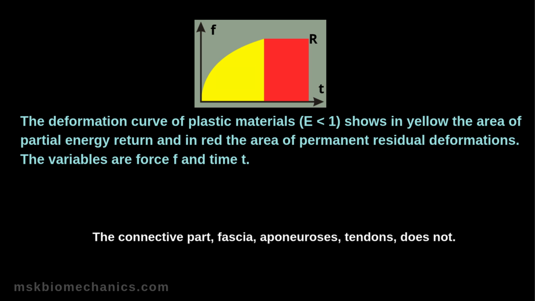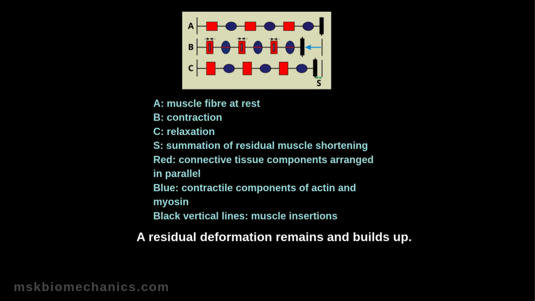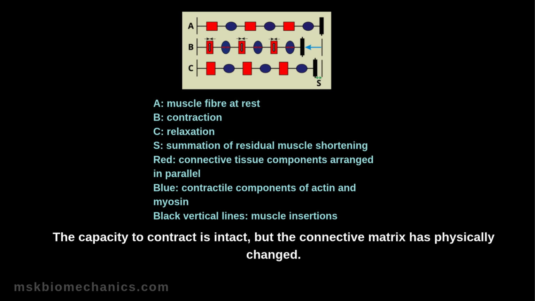The connective part, fascia, aponeuroses, tendons, does not. Under sustained load, it doesn't fully recover. A residual deformation remains and builds up. Over time, the muscle shortens structurally. The capacity to contract is intact. But the connective matrix has physically changed.